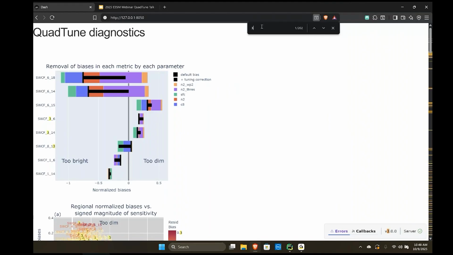Okay, the other one, which is an interesting one, is over China. The results are quite untunable. That's this one. You look at this region, and basically it's too dim, and every single one of these parameter perturbations makes it worse.